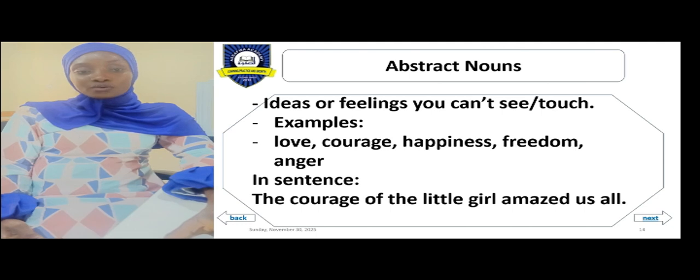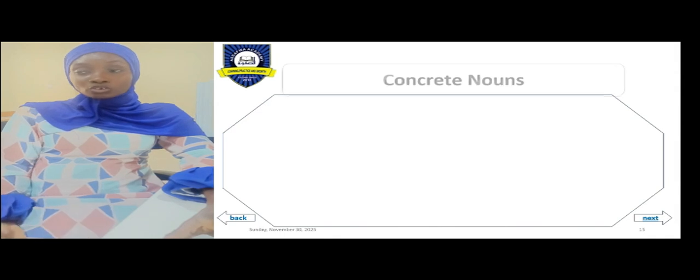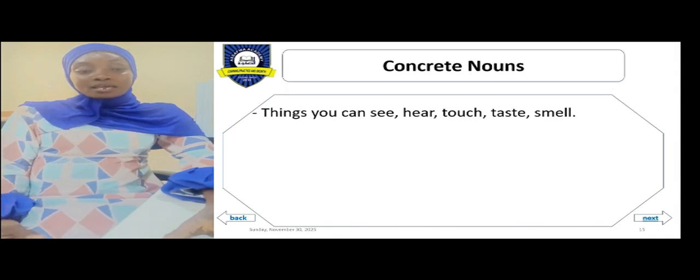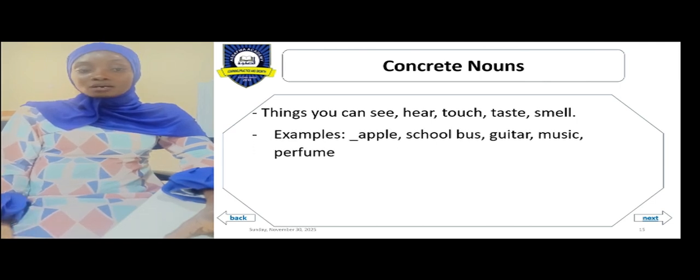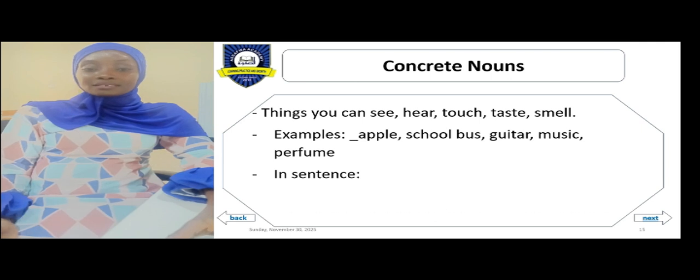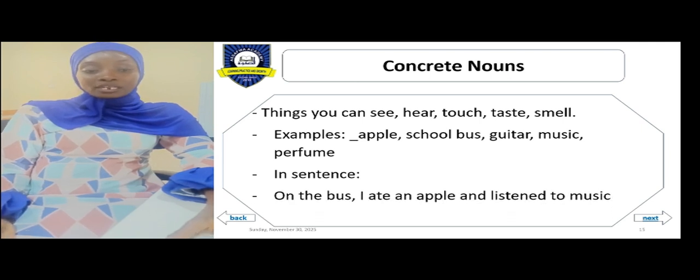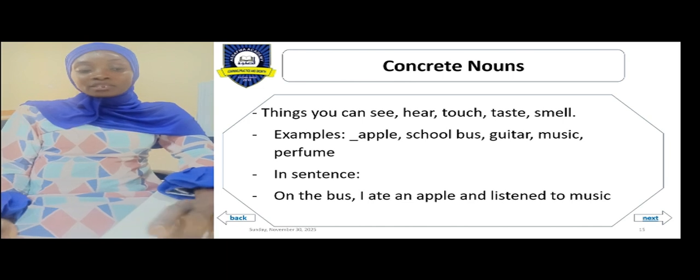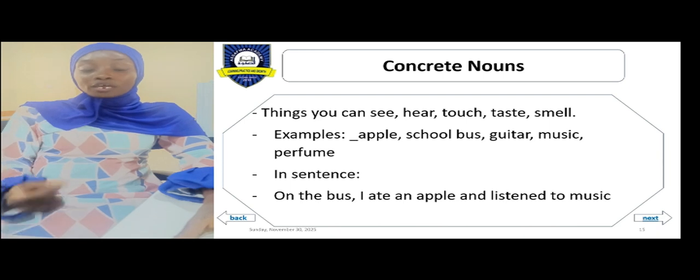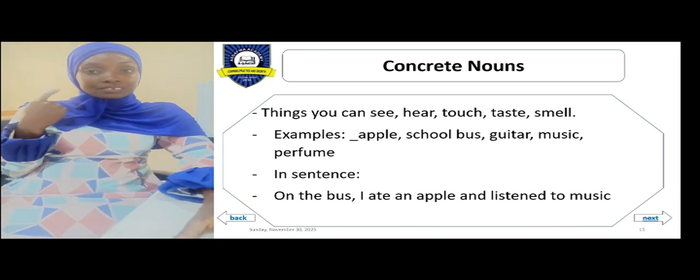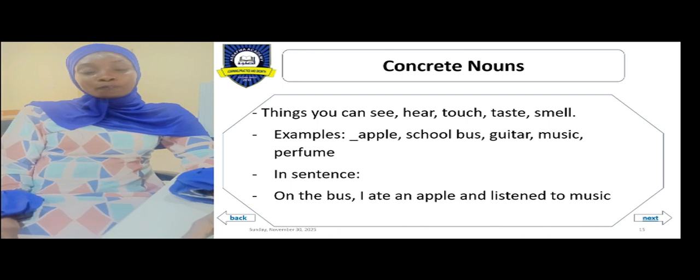Now moving on to concrete nouns. Concrete nouns are things that you can see, hear, touch, taste, or smell. Examples: we have apple, school bus, guitar, music, perfume. Now in a sentence: on the bus, I ate an apple and listened to music. Now you can identify the concrete nouns here. They are names of things you can eat. We have apple in that sentence. We also have music. We cannot see it, but we can listen to it. So it's a concrete noun.